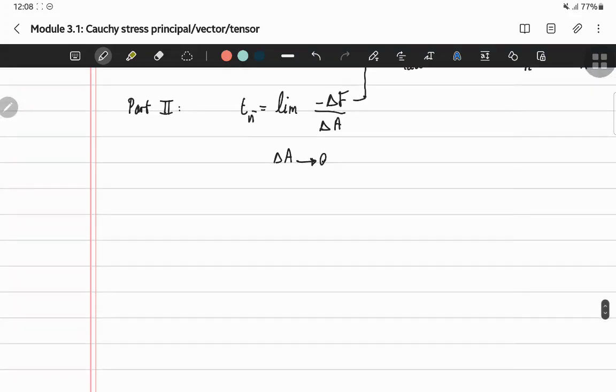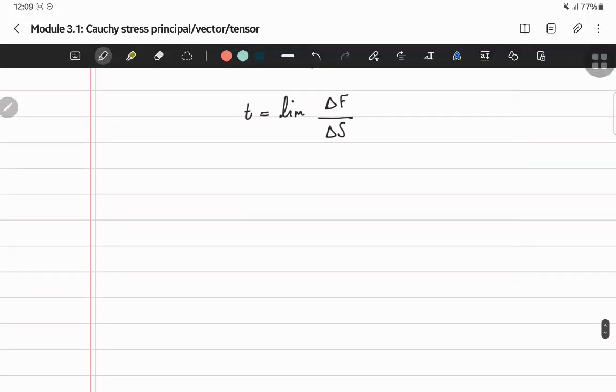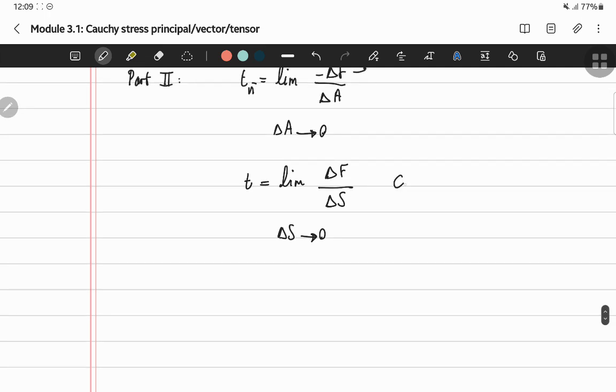We can simply expand this concept to the whole del S. So we can say that T is equal to the limit of del F divided by del S, which is basically the whole domain in here, as del S goes to 0. So it becomes a point P. This is the Cauchy stress vector.